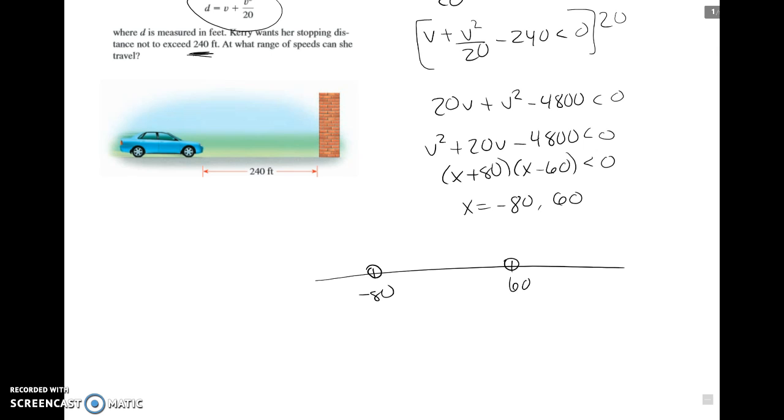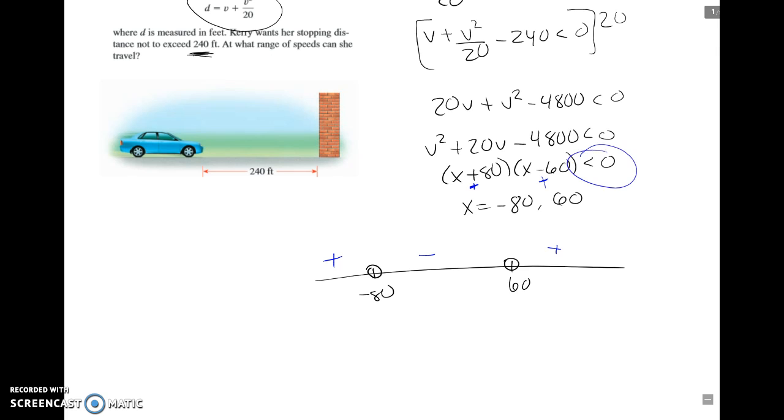And then you want to plug in points. So something less than negative 80, negative 100, I guess. That will be negative, this will be negative, that will be positive. Now plug in something between negative 80 and 60. How about 0? So this one becomes positive, this one stays negative, so this is negative. And then something bigger than 60, so plug in 100. This last one becomes positive, and that's positive.